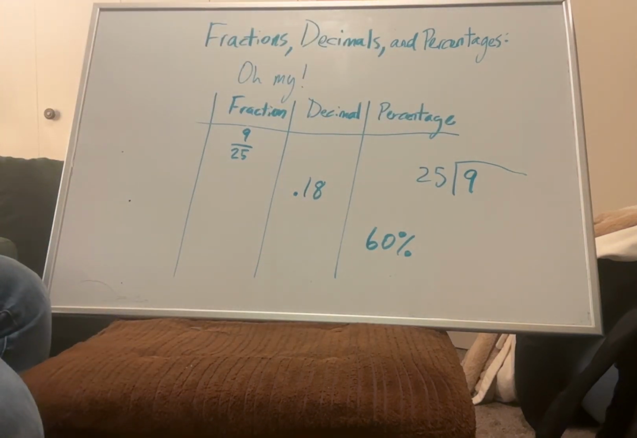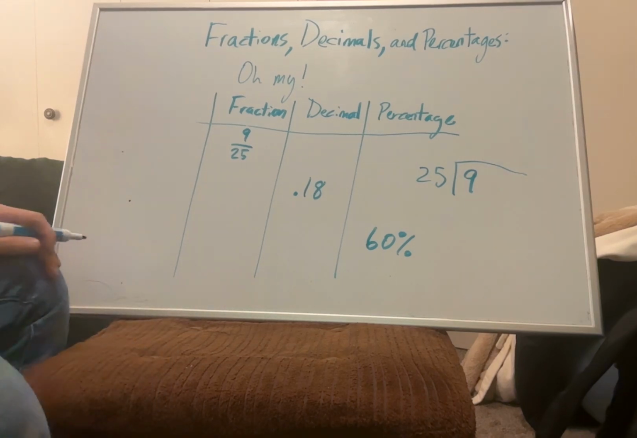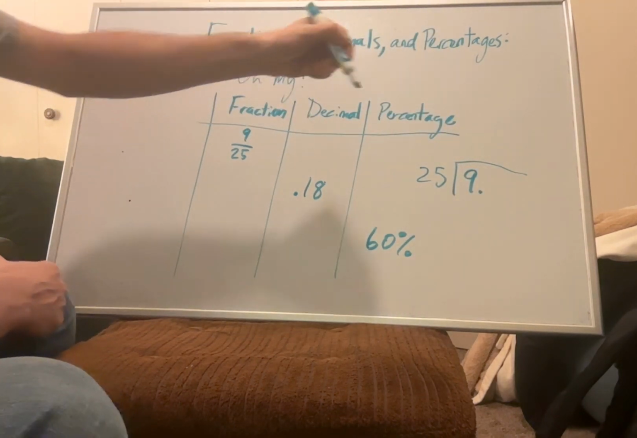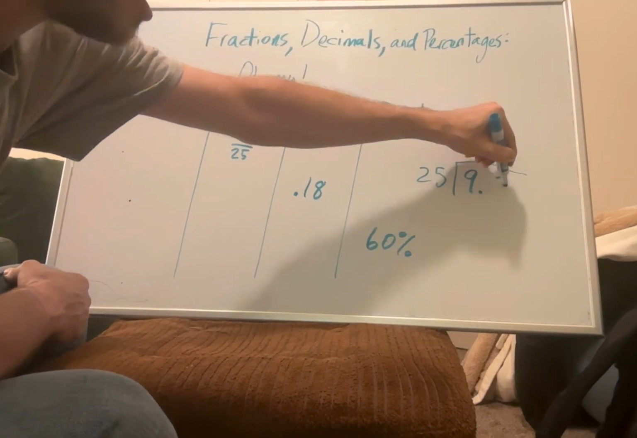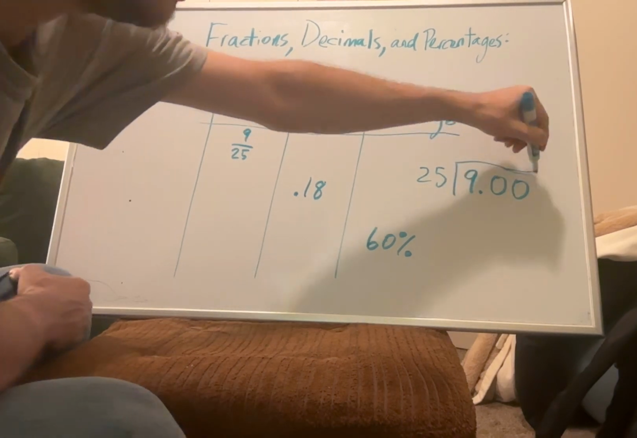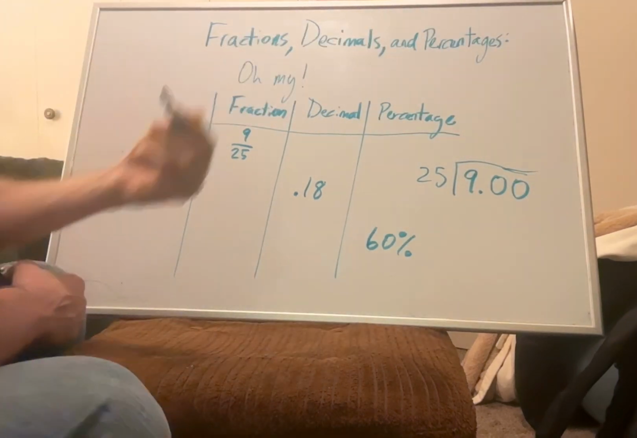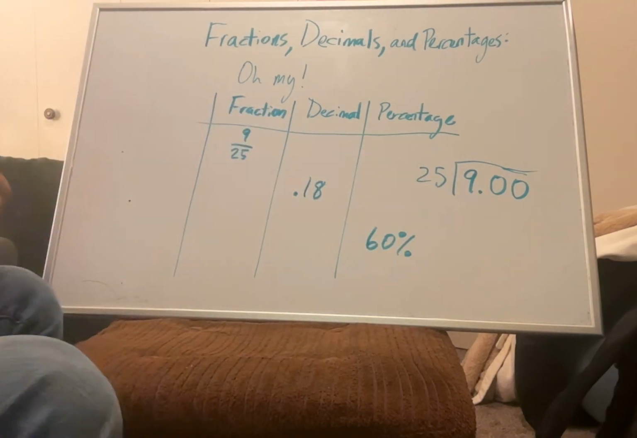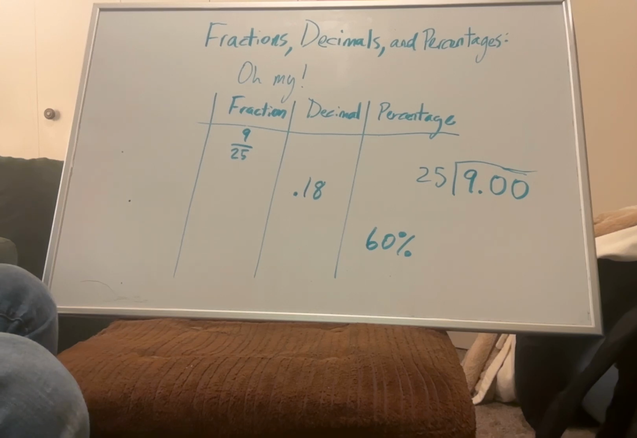Now, your first thought might be, well, how can we do this? 25 goes into 9 0 times. And that's an astute point. But remember, we can always put a decimal point here because 9 is the same number as 9.0, which is the same as 9.00, and so on and so forth. As long as I put a decimal here, I can add as many zeros as I would like after the decimal, and that won't change the value. So now let's see if we can perform the division.